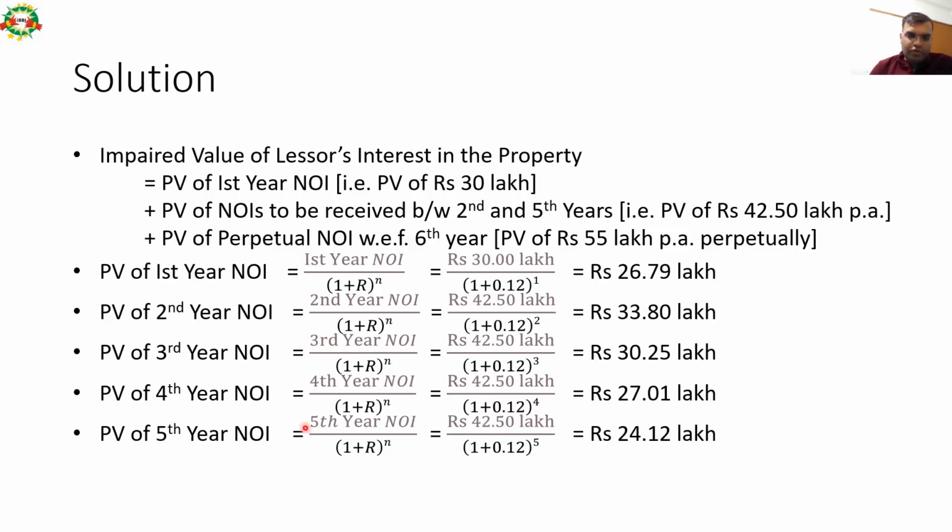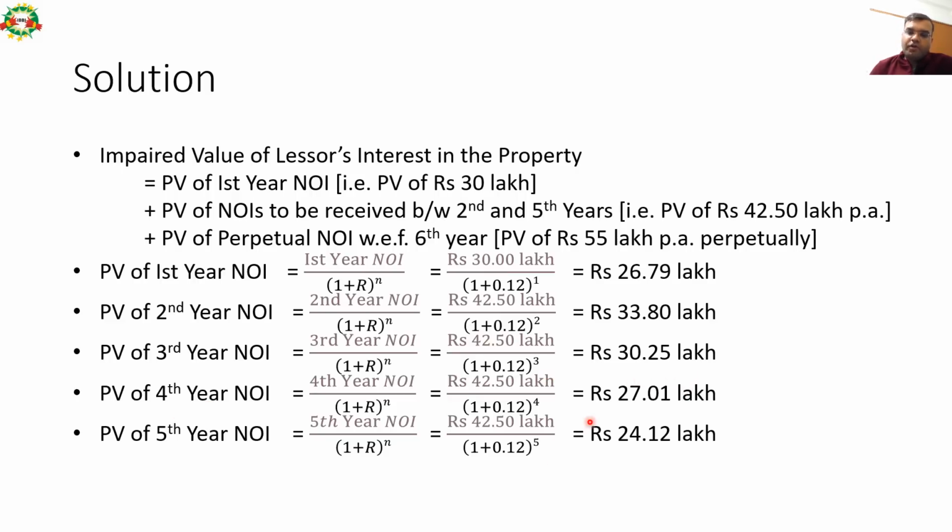Likewise, we'll use the same formula, the capitalization value formula. So second year cash flow 42.50 lakh divided by 1.12 raised to power 2 is 33.80. Third year cash flow, the NOI will remain the same. However, we have to discount it for 3 years, so 42.50 divided by 1.12 raised to power 3. So it is equal to 30.25 lakh.